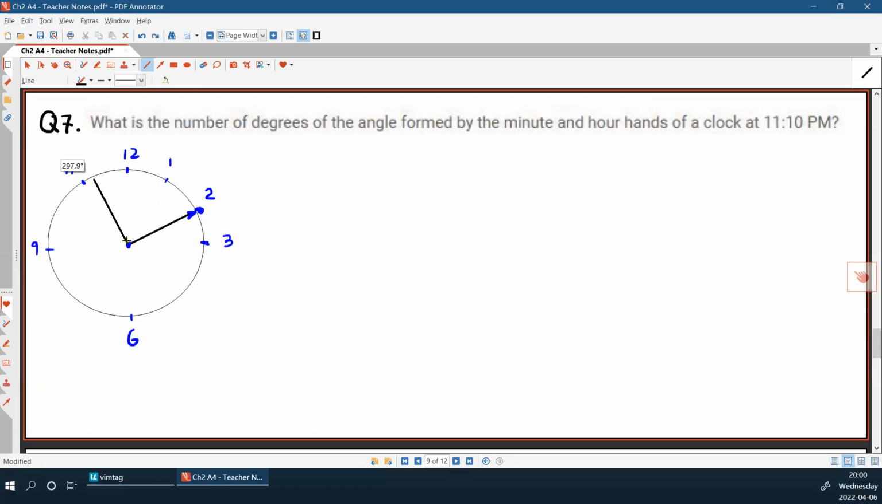Yes, it should be somewhere past 11 because it's not 11 o'clock, but 10 past 11. If it is 10 past 11, that means the hour hand is somewhere pointing a little past number 11 here. Okay, the task is to find the number of degrees here, right?